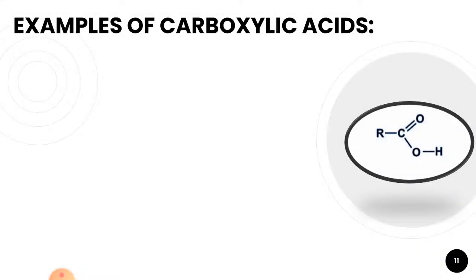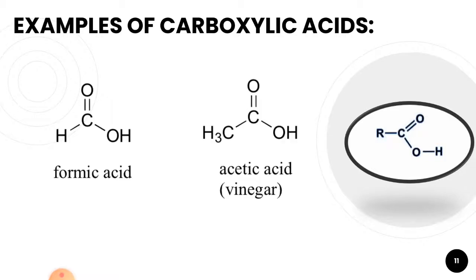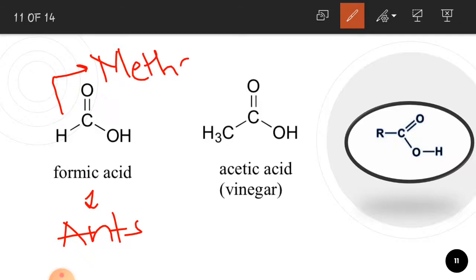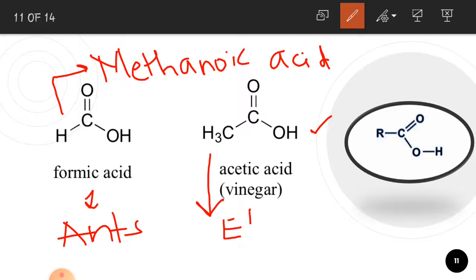Examples of carboxylic acids include formic acid, that is present in the bite of an ant. This formic acid is also called methanoic acid. The second example of a carboxylic acid is acetic acid, which is present in vinegar. Since this compound contains 2 carbon atoms, it is also called ethanoic acid.